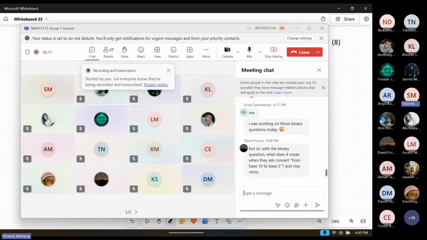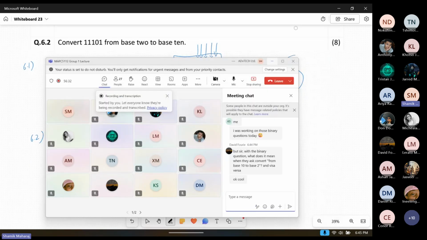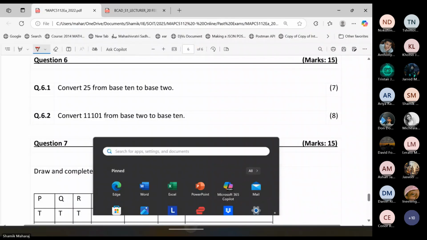David, yeah. So when they say base 2, it just means binary because binary is base 2. They're just trying to confuse you with the word. And usually they'll use the word decimal for the normal numbers that we use. So that is base 10. Decimal is the normal numbers we use. Base 2 is binary. Yeah. Just trying to catch you guys out as they do.